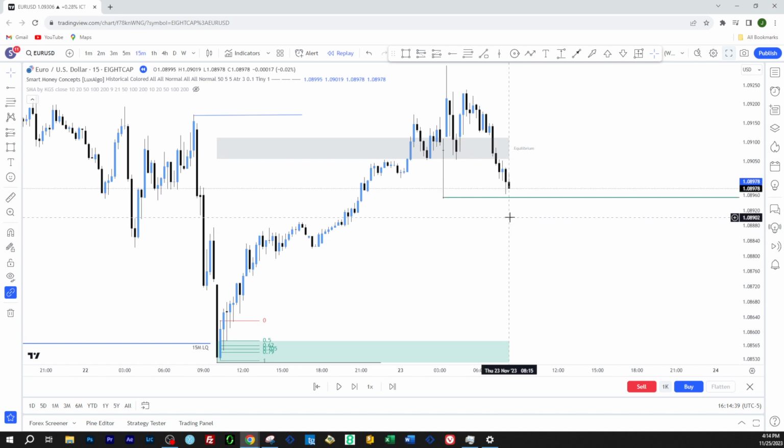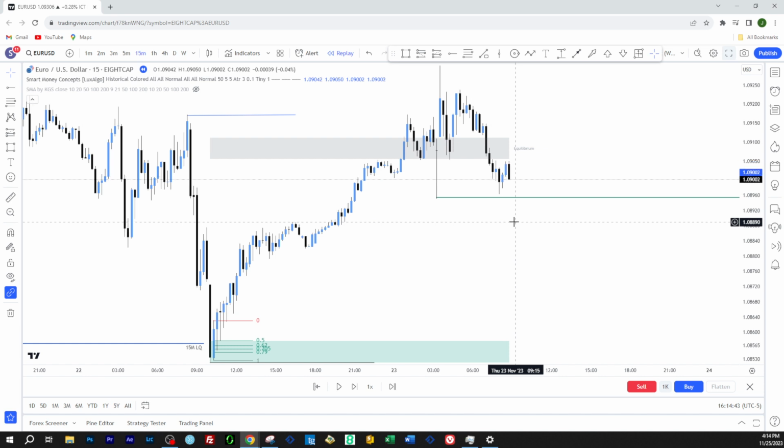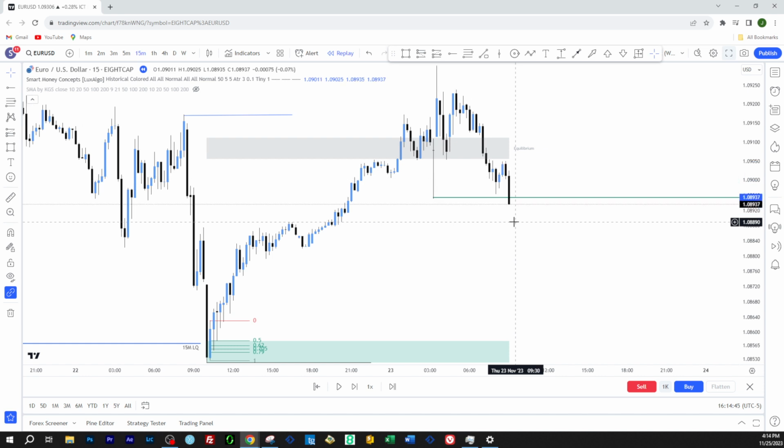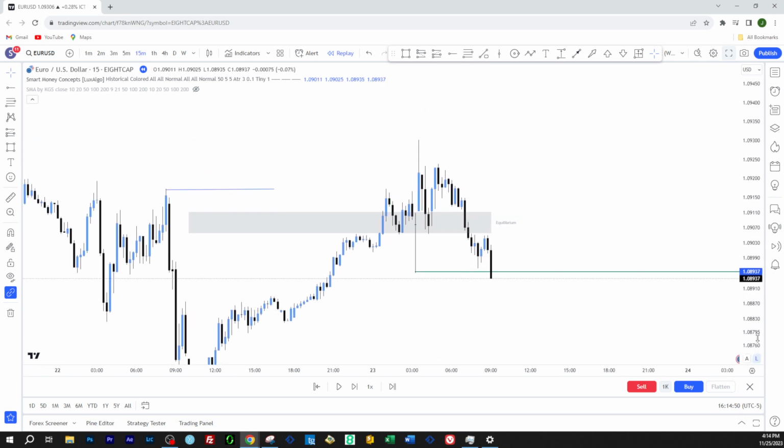As the morning progressed, it's going, it's going, it's going. And then boom, we sweep this liquidity right here. Let me just blow it up a little bit more here.